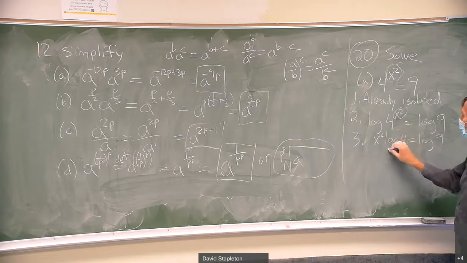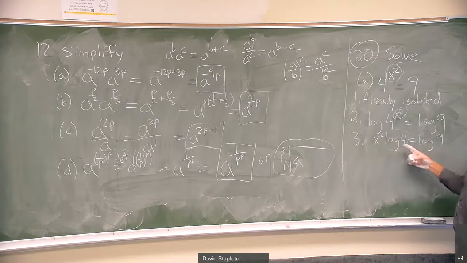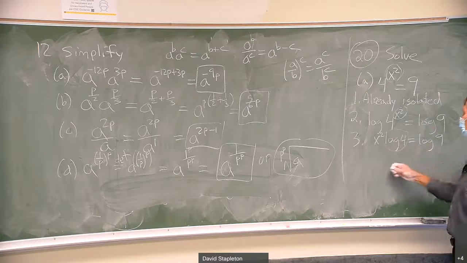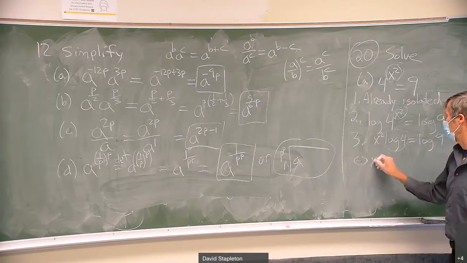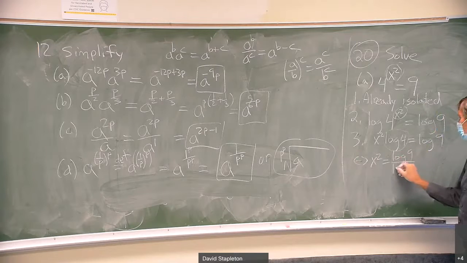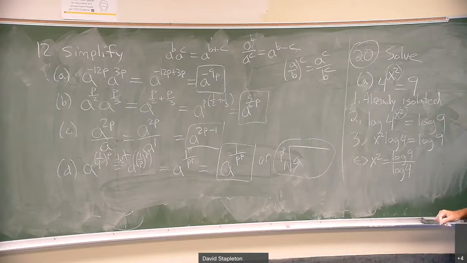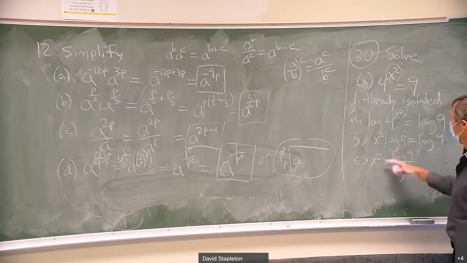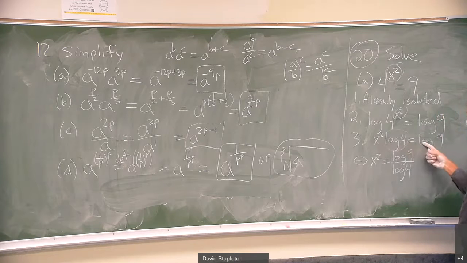And now log of 4 is just a number, right? This is like, if this is 2 times x squared, you divide by 2. When it's log 4 times x squared, you divide by log 4, right? And you write x squared equals log of 9 divided by the log of 4, right? And if x squared is this number, then what's x? This is how you solve an x squared equation. You isolate the x squared and take the square root of both sides, I should point out.